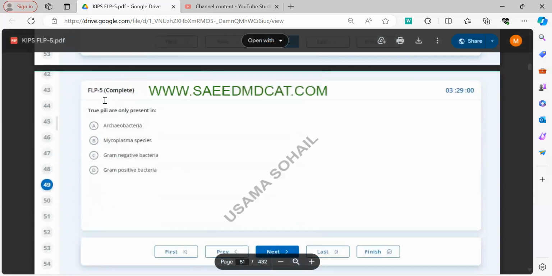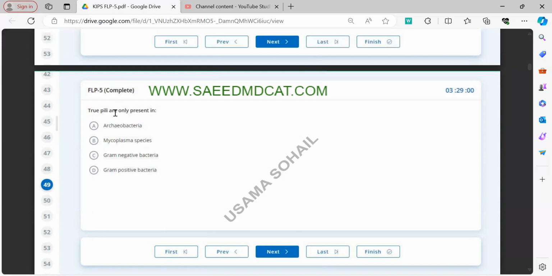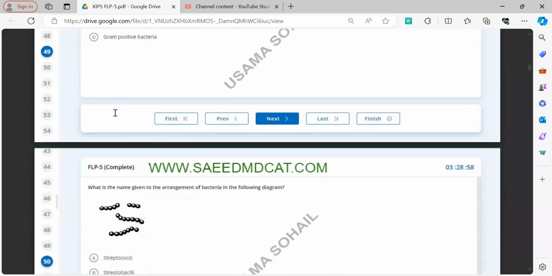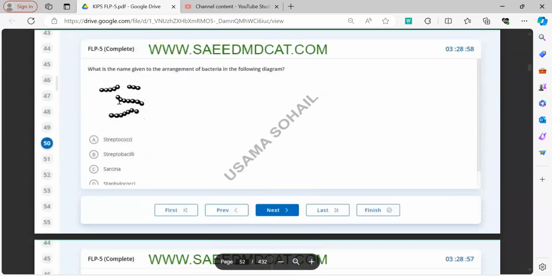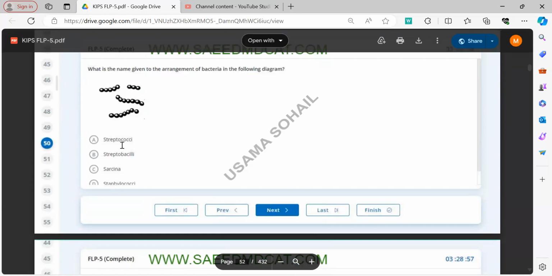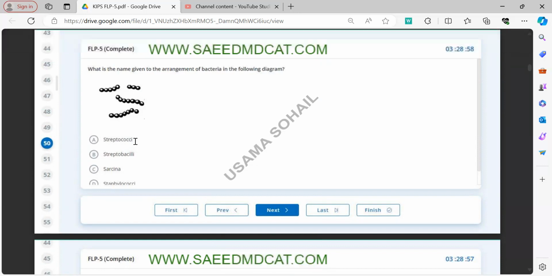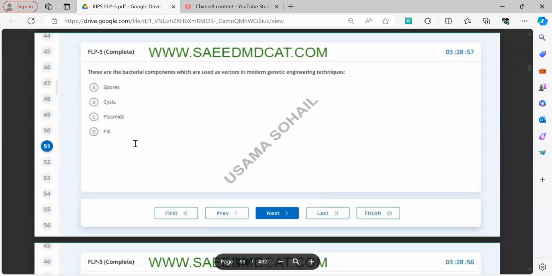And the next question, pili are used by bacteria for sexual conjugation and to communicate with each other. However, they are only present in the gram-negative bacteria such as Neisseria gonorrhoeae. Now, in this picture you can see that bacteria are in chains, and the only type of bacteria in such pairs and chains are basically diplococci. They are known as streptococci.